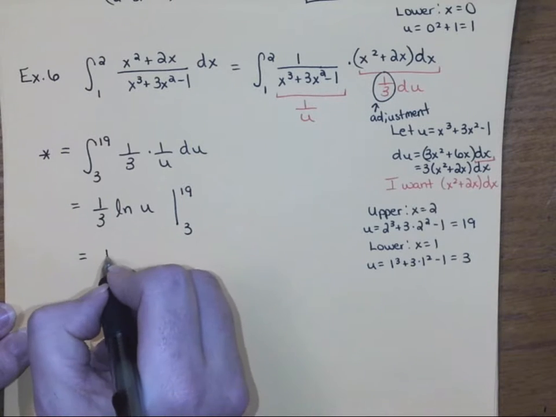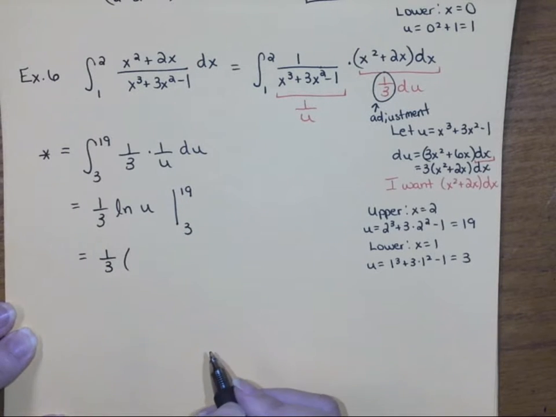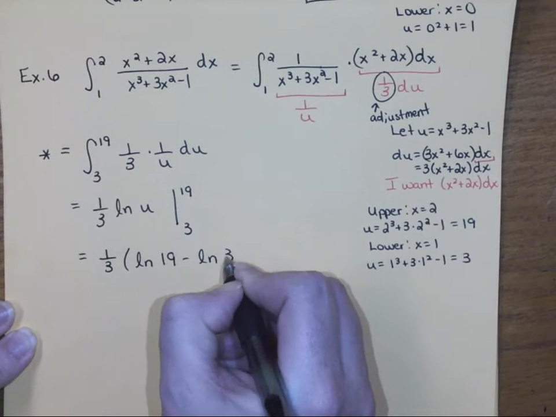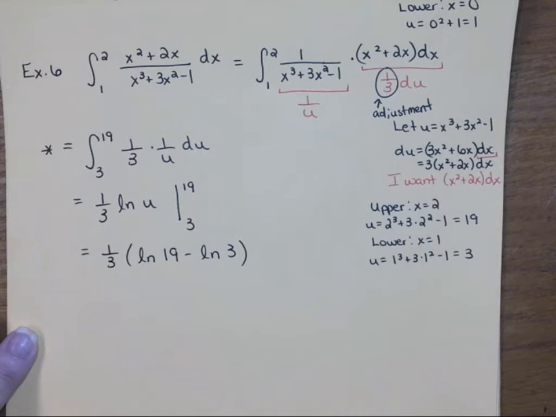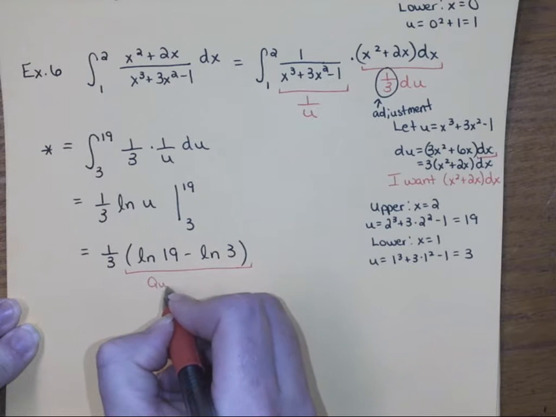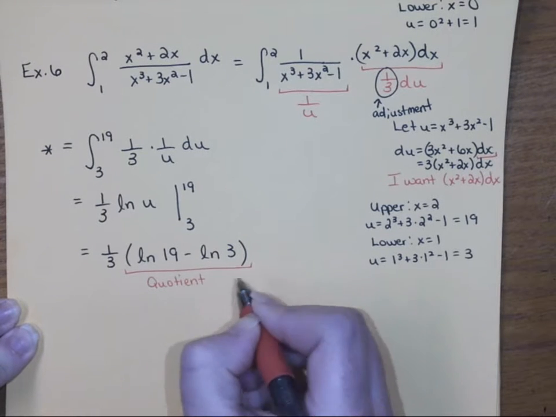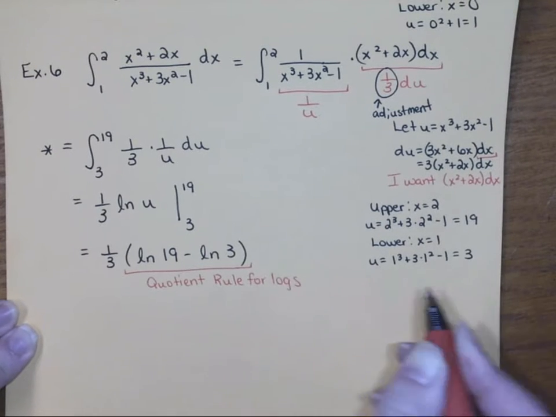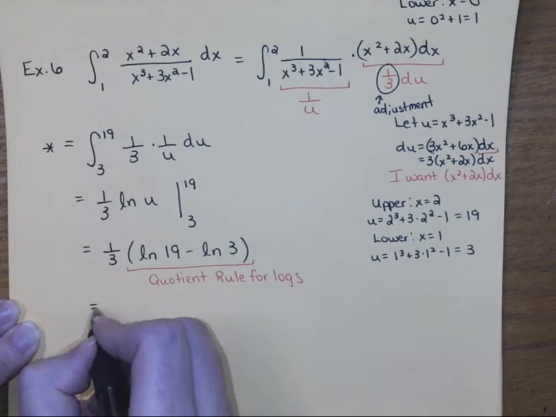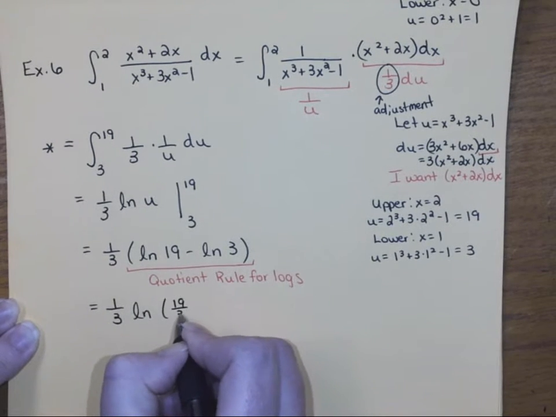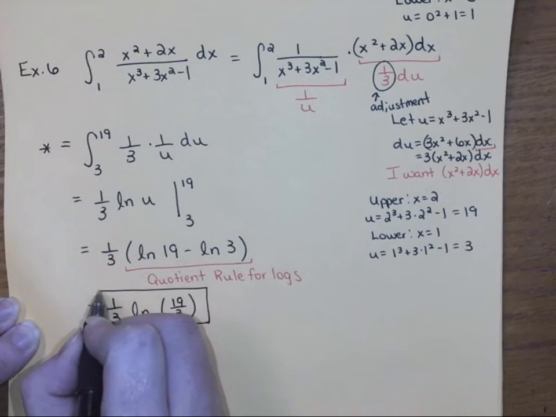So in other words, if I want to, I could actually write the 1/3 out to the front, since I'm going to multiply it times both things. So I would get 1/3 times the natural log of 19 minus the natural log of 3. And then we had one like this before. We can combine logarithms that we are subtracting by using the quotient rule for logs. So if I want the reduced final answer, it's actually 1/3 times the natural log of 19 over 3. This would be the exact answer.